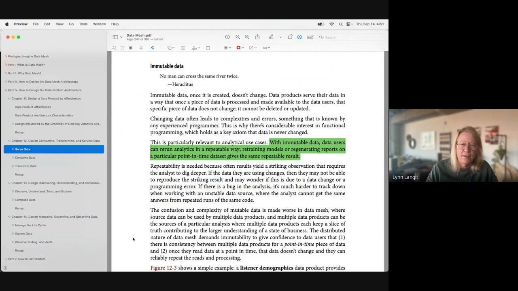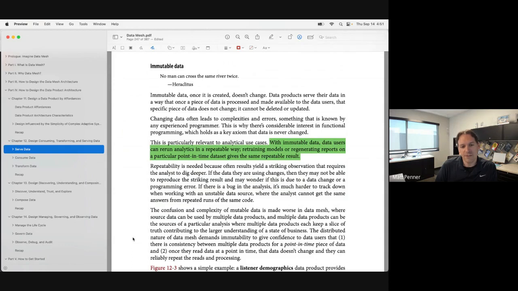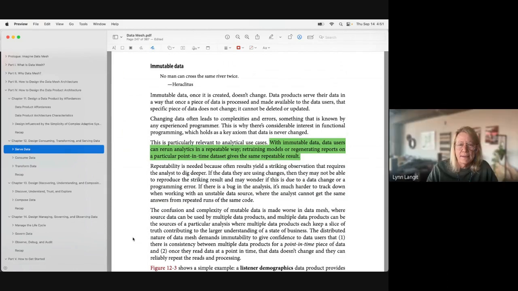You do not change the data. Well, I love how she says here, data users can rerun analytics in a repeatable way. I mean, that's like going back to functional programming and other things. If your input keeps changing, how do you ever ensure that your testing and your models are correct? You have to have a sample that never changes, so that as you make adjustments, you can rerun it. This is not new, but as you add complexity, as you add pieces, this will become more important.